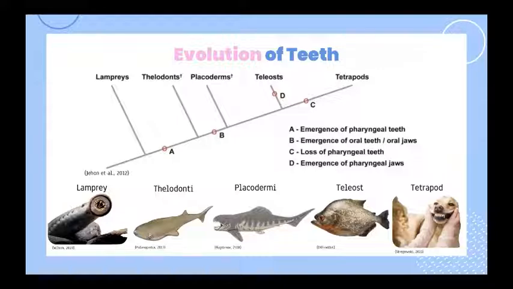Furthermore, the loss of pharyngeal teeth at point C occurs between teleosts and tetrapods. The loss of teeth is due to the common ancestors' lack of need for teeth within the throat for grinding, as the teeth within our own oral cavities are able to complete the task.